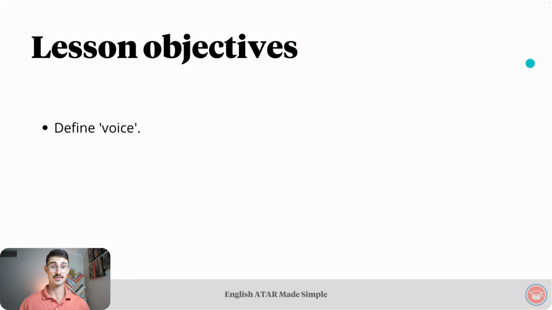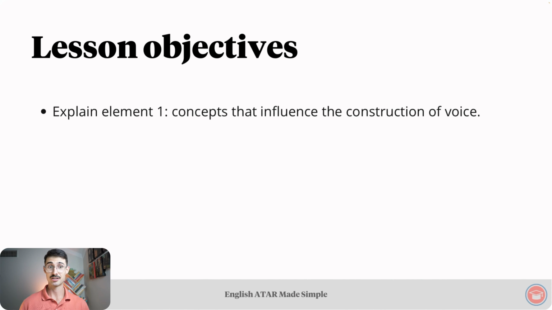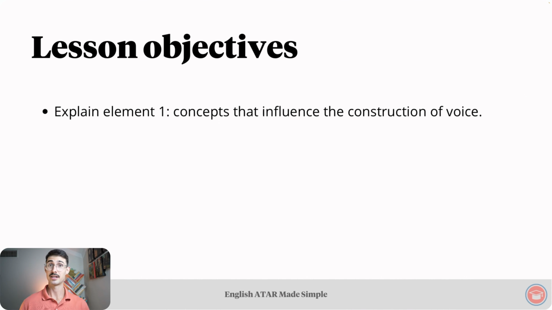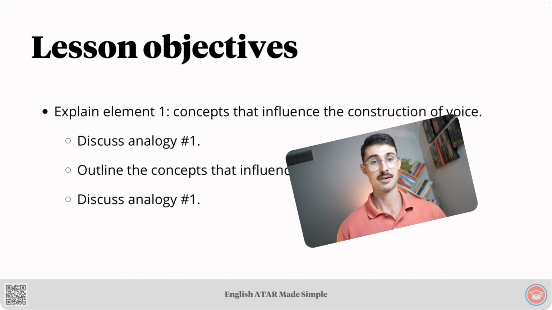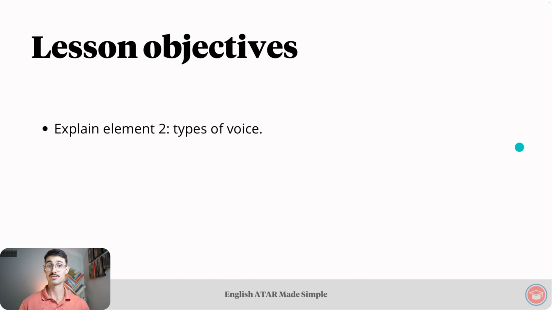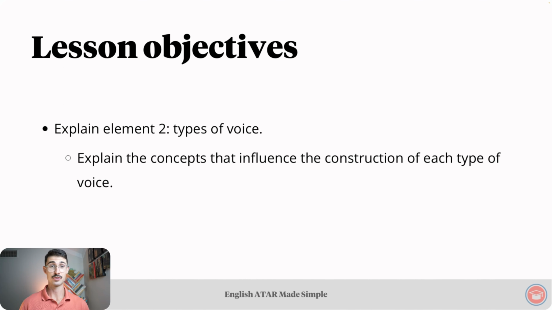Lesson objectives. Firstly, we will define voice. We'll do that by outlining the elements of the definition. Then we'll explain element 1, concepts that influence the construction of voice. We'll discuss analogy number 1, outline the concepts that influence the construction of voice, discuss analogy number 2, bad Linux. Then we'll move on to explain element number 2, types of voice. We'll explain the concepts that influence the construction of each type of voice.